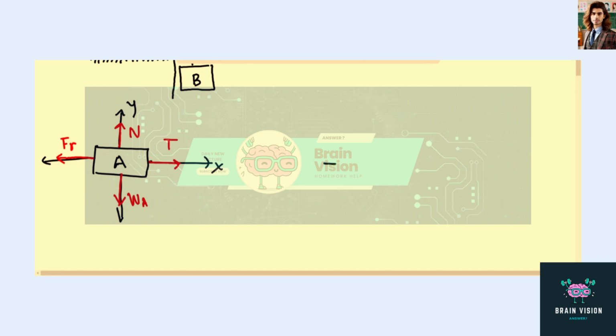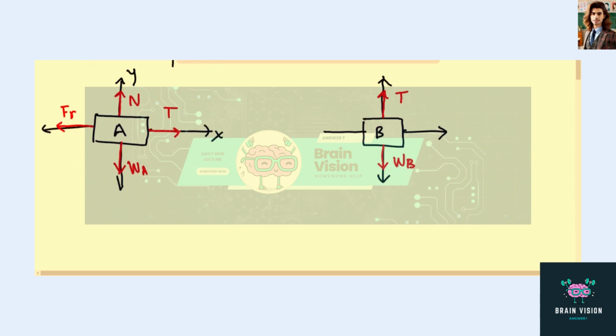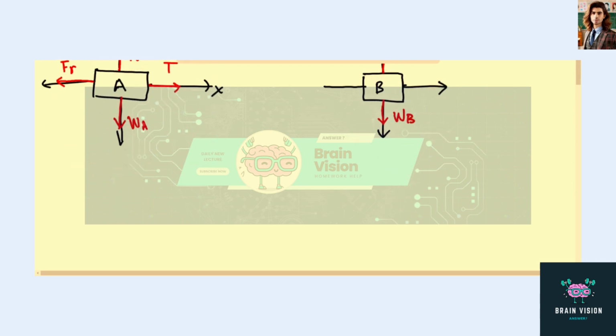For the other block, the only forces acting are the tension, which is the same tension because the rope is the same, and the weight of block B, which we call weight B.